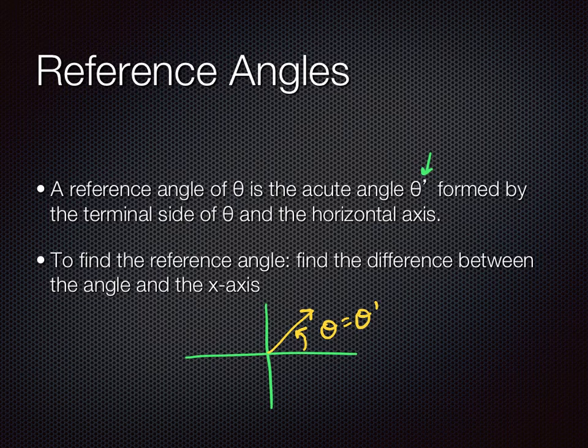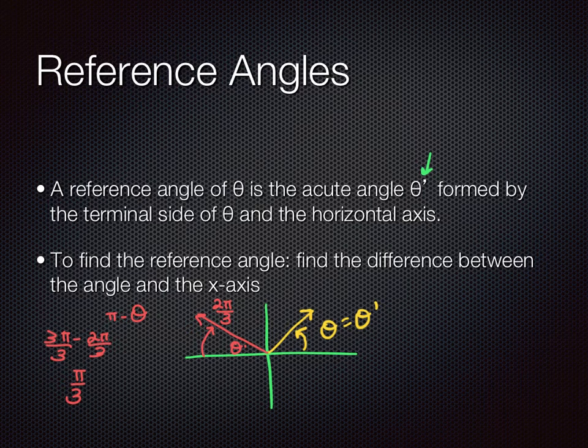In the second quadrant, my angle would be here, and the reference angle would be there. I'm trying to find the difference between the x-axis and that angle. So if I wanted to find the reference angle in the second quadrant, I would actually do pi minus theta. So let's just say I had 2 pi over 3, which is in that second quadrant. I would do pi minus 2 pi over 3. Pi is 3 pi over 3, and I'd end up with pi over 3. So that would be the reference angle for 2 pi over 3.